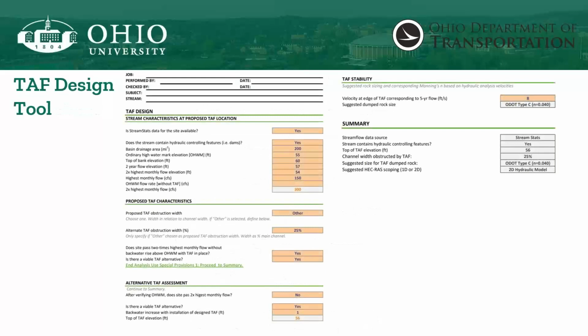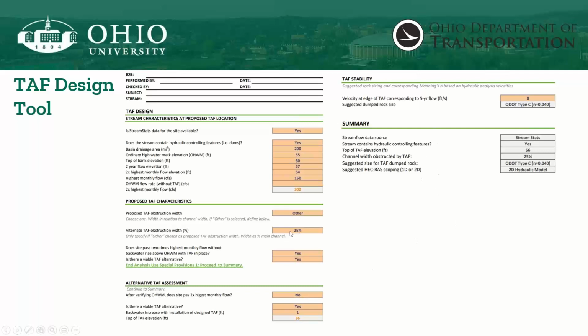Okay, so this is the checklist using the same logic from the flowchart. So stuff like, hey, is stream set data available? If yes, then you answer, is there any hardware controlling the streams? Yes or no, based on area, on your high water marks, and so on. So basically, this follows the logic that I just talked about.